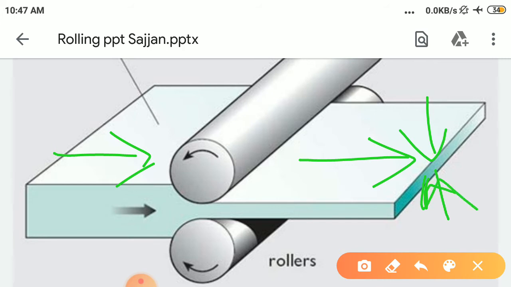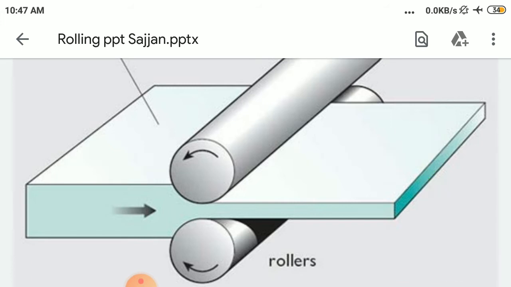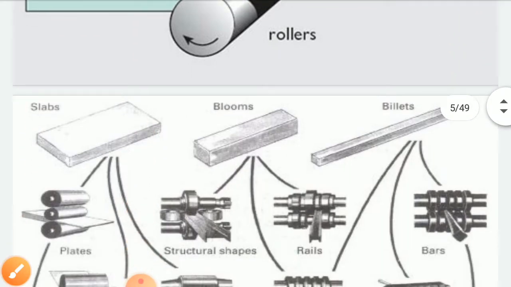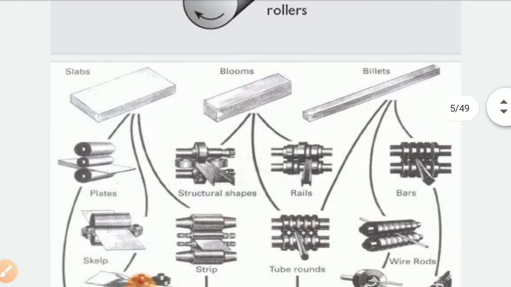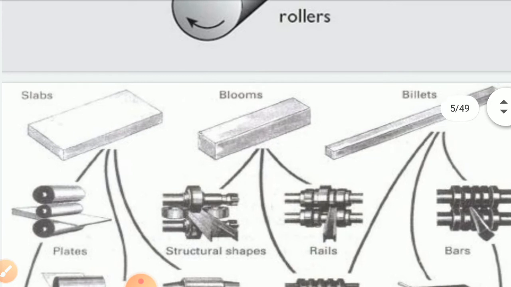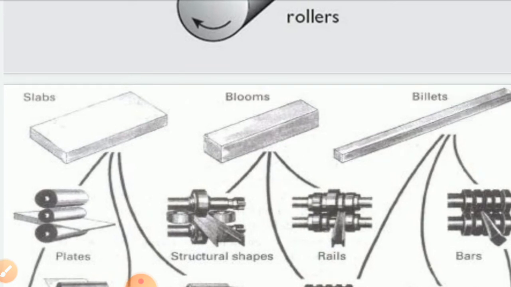Now at the end of this module, we will see the formulas also in rolling. What are the different formulas? Now look at this picture. You will have some basic idea of what is rolling process.